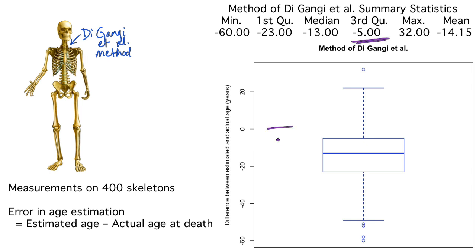As we can see by the third quartile, which is negative, and we can see that our average or mean error of age estimation is negative 14 years. So on average, the Dagrange method underestimates the age of death by more than 14 years.